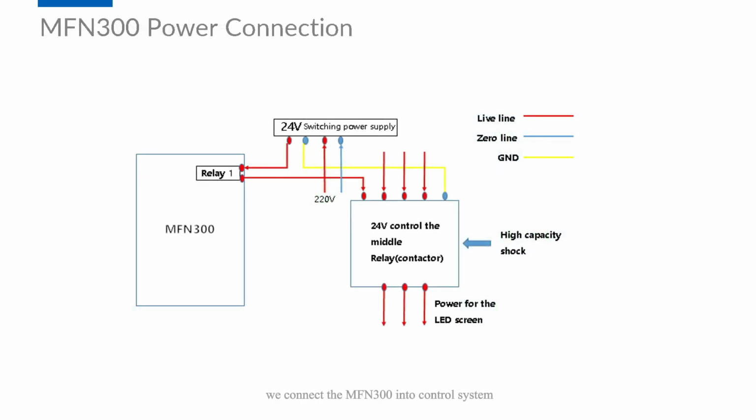For now, we have connected the MFN300 into the control system, but how do we do the power connection so that we can do the power control in software? Here's the recommended power connection diagram. Please find a professional electrician to do the circuit connection.